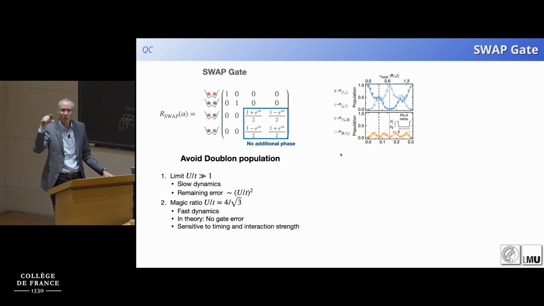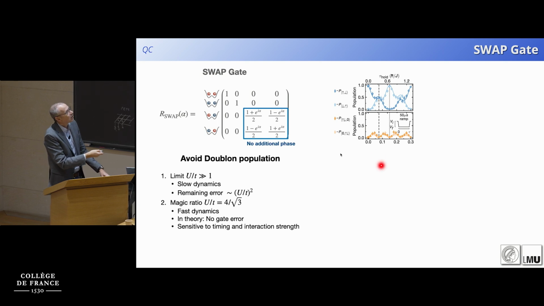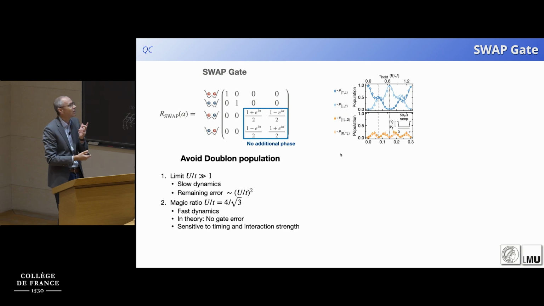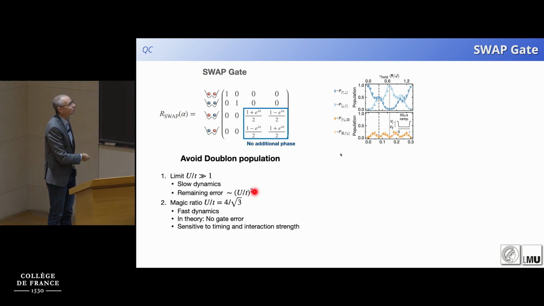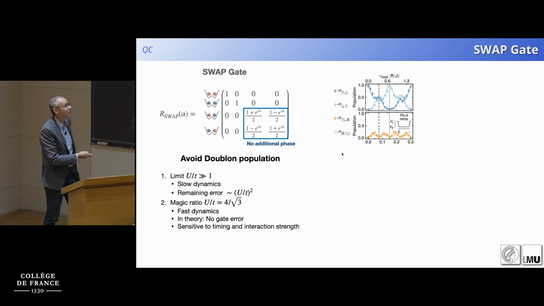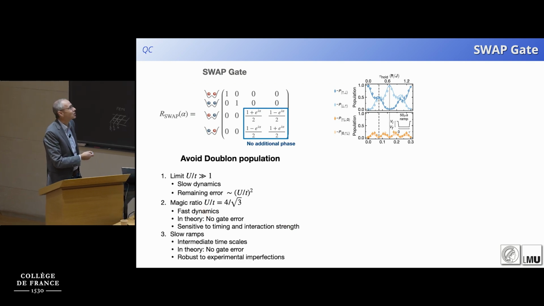So double-on population oscillates, spins oscillate, spin exchange oscillates, and because they make a commensurate oscillation, you can find a point in time at this special ratio of U over T where at the end of the gate you would have no double-ons and the spins swapped in a very fast gate operation in the system. Now the problem there is, of course, that this is very sensitive to timing and interaction strength errors in the system, so maybe not so ideal as well.